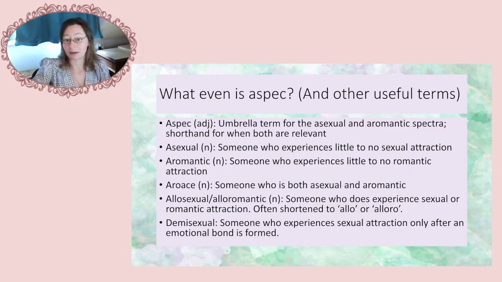You see what I mean about needing terms that are nicely nuanced and different, because now we have to go and figure out what is what from context clues. And then we have demisexual, which is someone who experiences sexual attraction only after an emotional bond is formed. This one comes up mostly in romance, but we'll get to that.